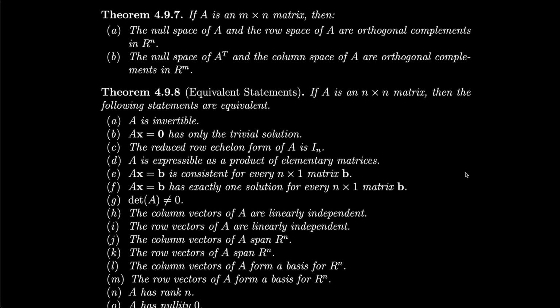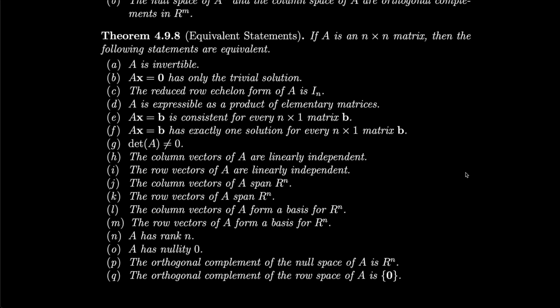If A is an m by n matrix, then the null space of A and the row space of A are orthogonal complements in Rn, and the null space of A transpose and the column space of A are orthogonal complements in Rm. I'm not going to prove it, but it's true.